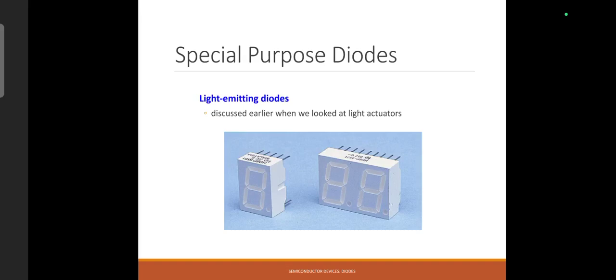Now let's look at the special purpose diodes. We'll start with the light emitting diode. One of the most common special purpose diodes is the light emitting diode, or LED. Unlike an ordinary diode, an LED emits light when it is forward biased. The color of the light depends on the semiconductor material used. LEDs are widely used in indicator lamps, display panels, traffic signals, televisions, automotive lighting, and energy efficient household lighting because they consume less power and have a long operating life.